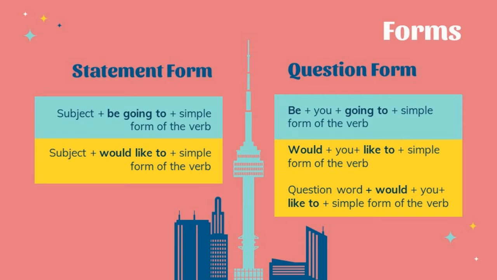In the statement form of would like to, we have subject plus would like to plus the simple form of the verb. While in the question form of would like to, we have would plus you plus like to plus the simple form of the verb. We also have another category of the question form, which is the WH question. So the pattern is question word plus would plus you plus like to plus the simple form of the verb. Do not forget that the question word is the WH words. Let's take a look at our table.